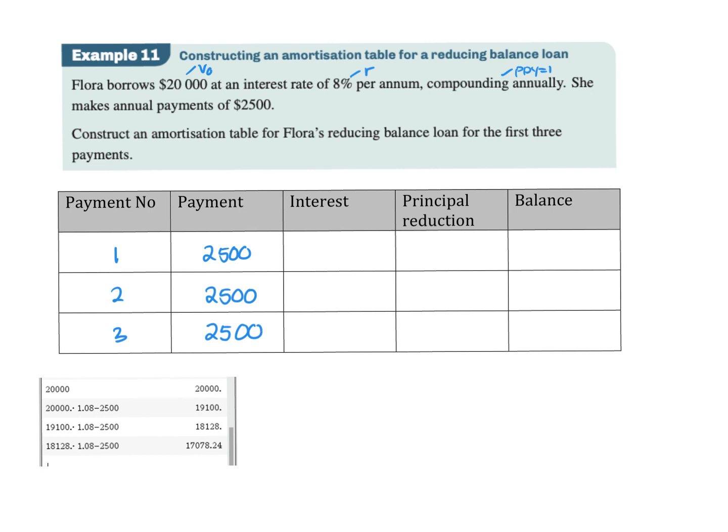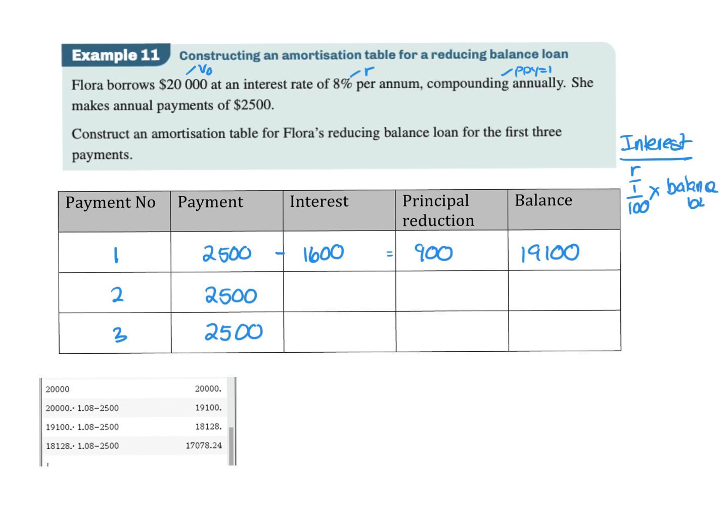Now we worked out the first one to be $1,600. This is still the same scenario. So we know principal reduction is always the payment minus the interest. So we end up with $900 and we had the balance. So there was our first one. All right, so then what you would do is take the rate. Remember, this is how we work out interest: we do the rate over 100 times the balance.